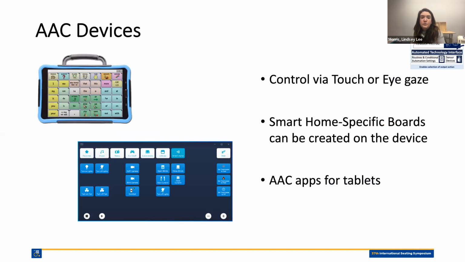Additionally, smart home devices can be controlled through an AAC device that enables either touch or eye gaze control methods. There are smart home specific boards that a lot of the AAC manufacturers have started creating, and these are templates which will allow the AAC device to provide a voice command to a smart speaker or display. There are also AAC apps for tablets that have smart home or environmental control panels built within them as well.